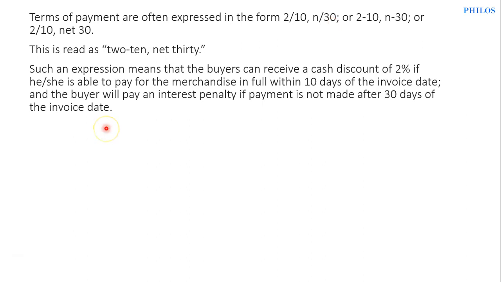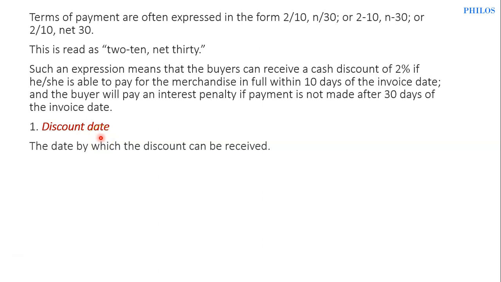Okay, so let's look at some terms. Okay, the first one is discount date. Now the discount date is the date by which the discount can be received. Let's say today's date is 15th January and that is the invoice date. Given the condition here 2/10, these 10 days, when you add it to 15th January, you get 25th January, isn't it?